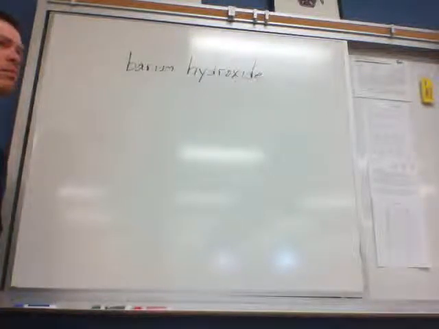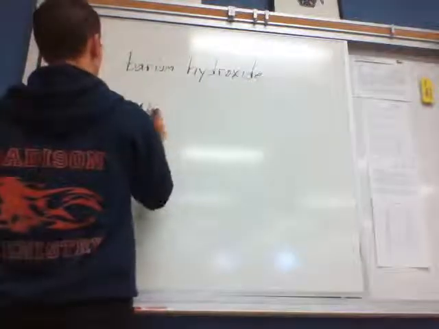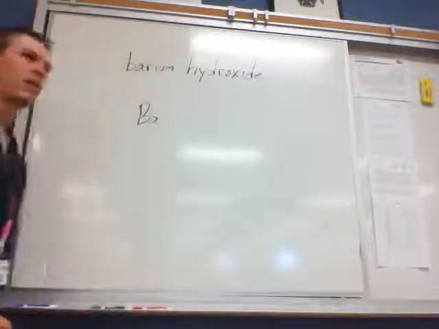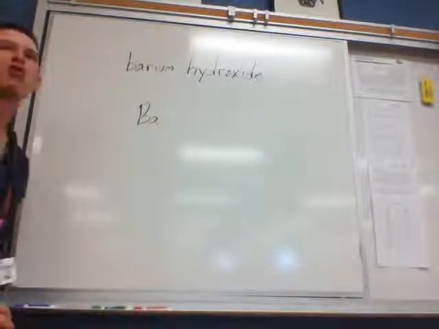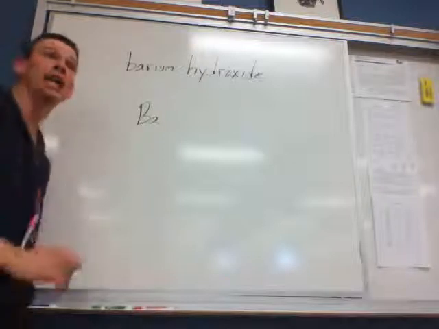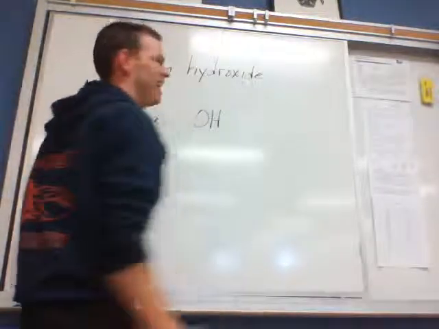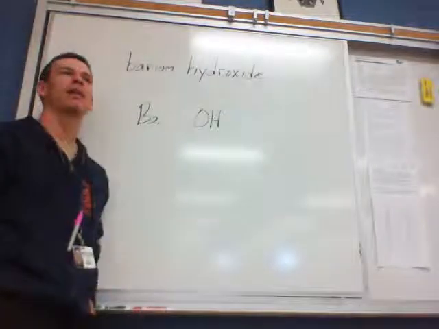Barium hydroxide. What's the symbol for barium? Ba. Hydroxide. We've used him before. What's his symbol? OH, right? He's one of the few, the exception ides. All right, he's an ide on the polyatomic list.